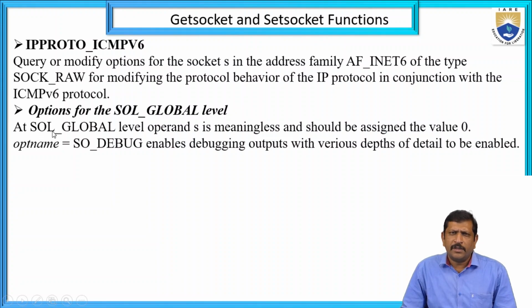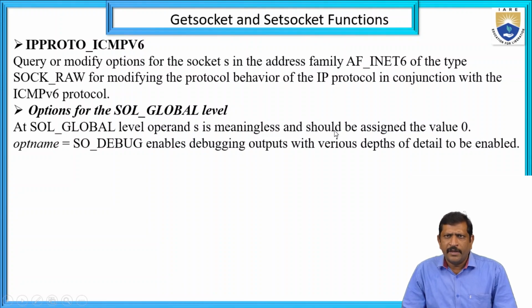Our next value is options for the SOL_SOCKET global level. The operand S here is meaningless and should be assigned the value 0. That means the option name is SO_DEBUG, which enables the debugging output. Whenever we run the server and client, if there are any errors while communicating or transferring the data, once it is enabled we get the errors.